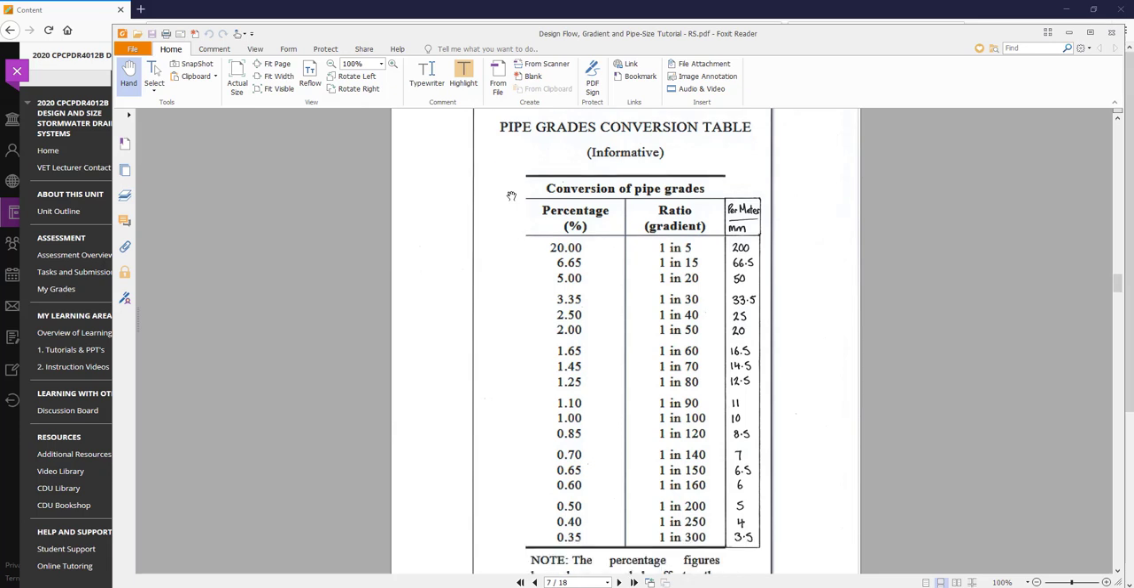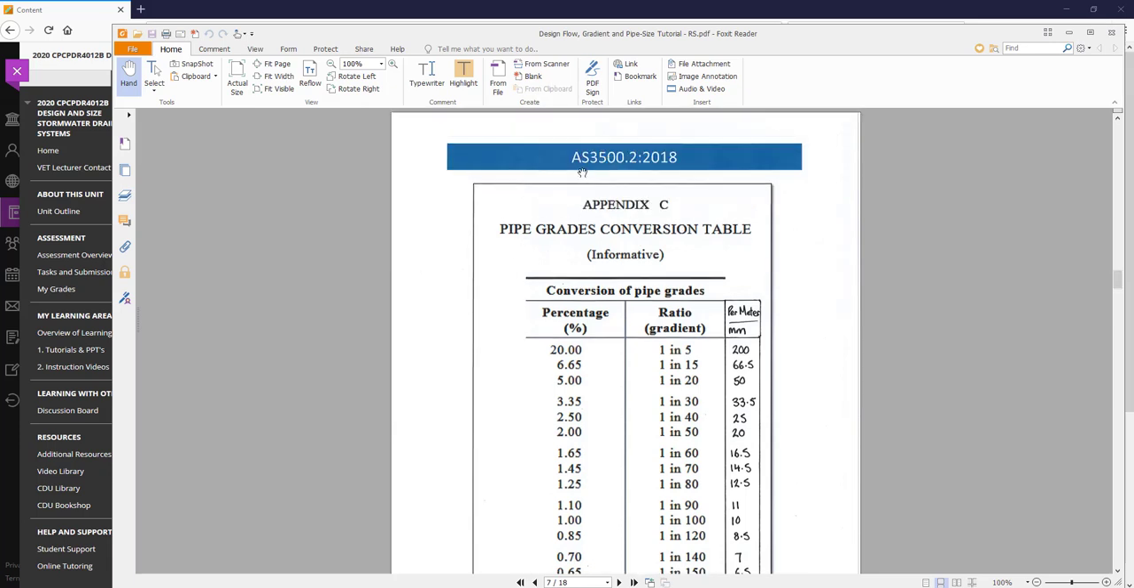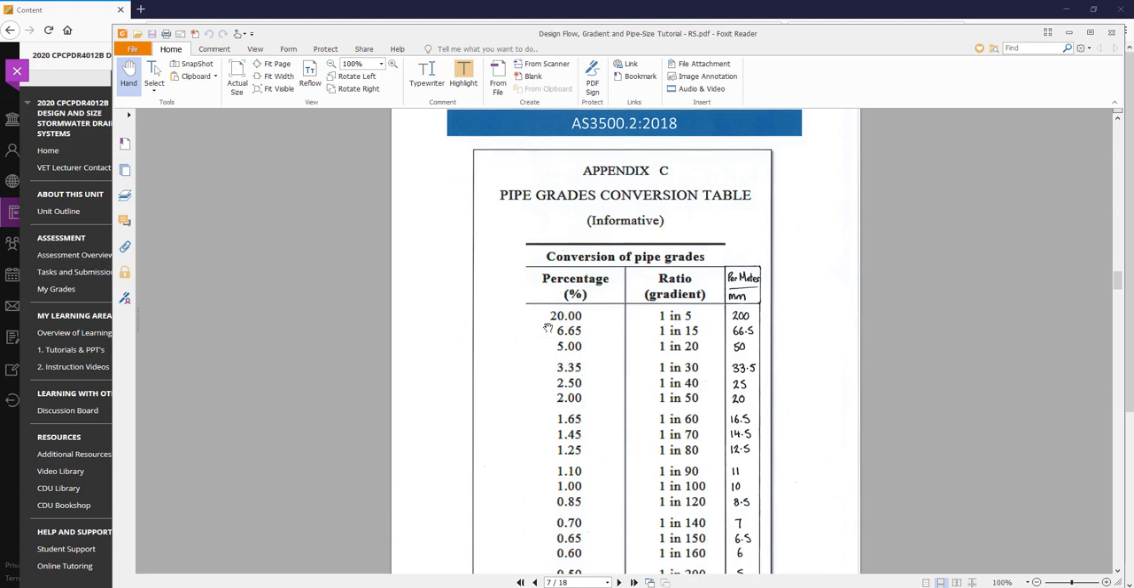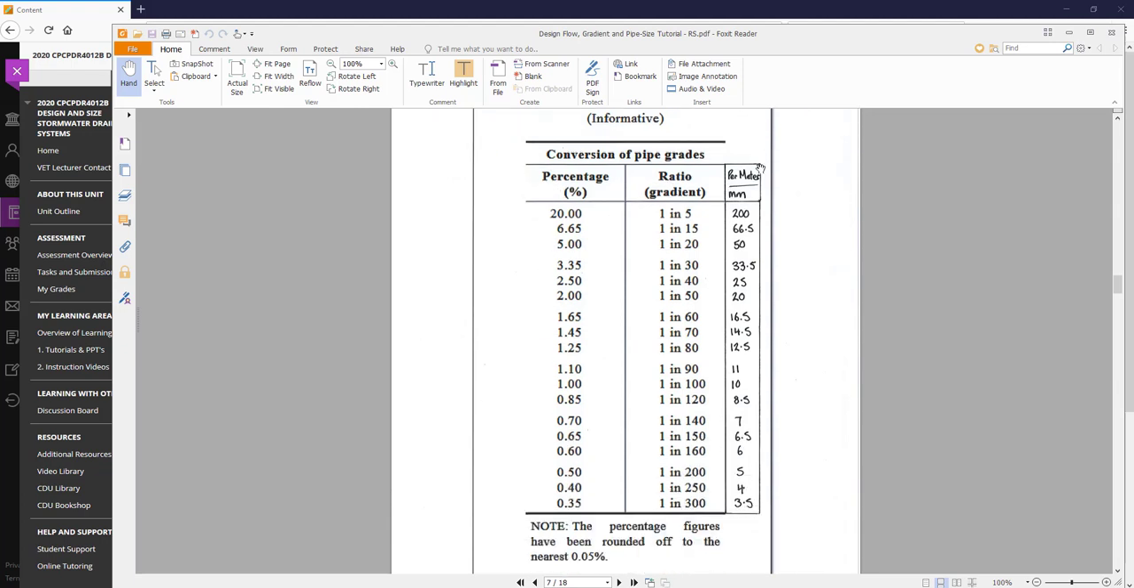What I've also done is I've printed off from AS3500 Book 2, the Appendix C, which contains the pipe grade conversion table. So it's in percentage and ratio. That tells you how to work between the two, between the ratio and the percentage. On the left-hand side of the page, I've worked out how many millimetres per metre each one of these gradients works out to.